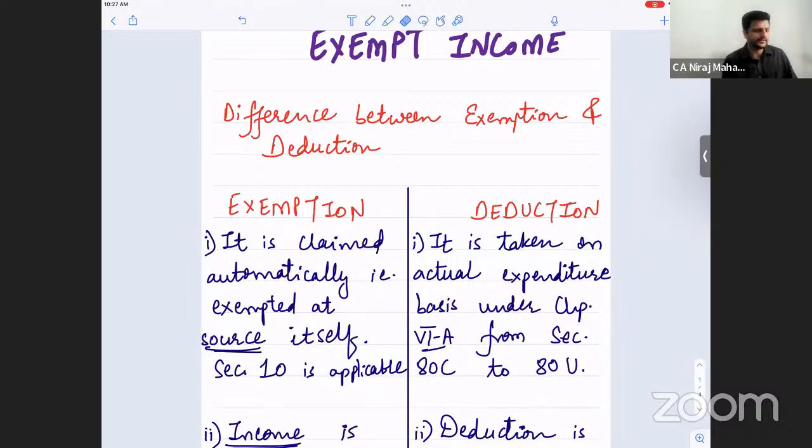Exemption, deduction, did you understand? Please always be careful, your exemption is at the source itself. Deduction is from the entire gross total income, right? Okay. Then we go ahead in the next list.